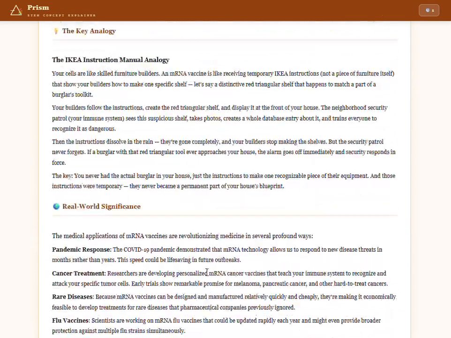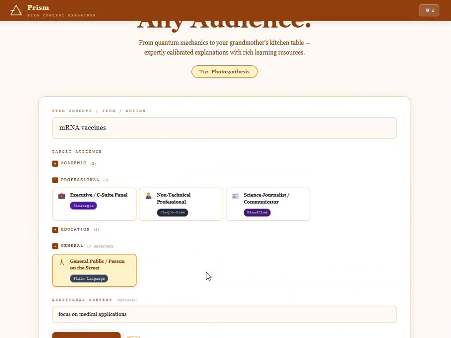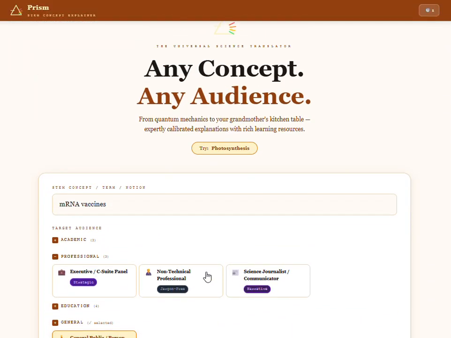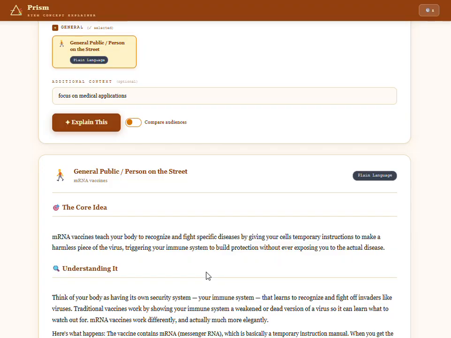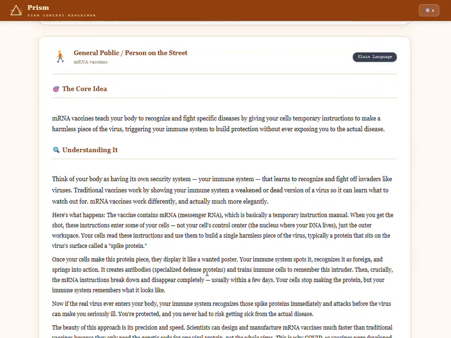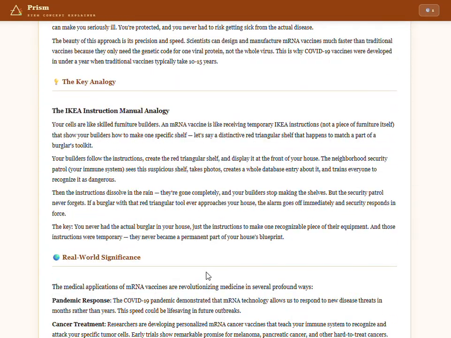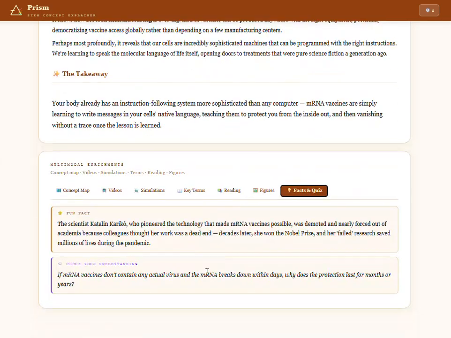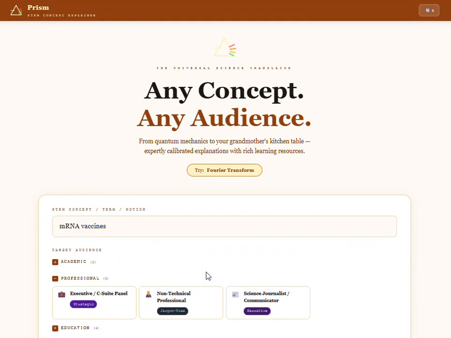All right, so that's the whole take on any concept, right? So there's the initial full narrative about the concept, what is the core idea, understanding it, and key analogy, real world significance, and the bigger picture, and finally the takeaway. And then we have some additional resources to further pursue the particular topic.